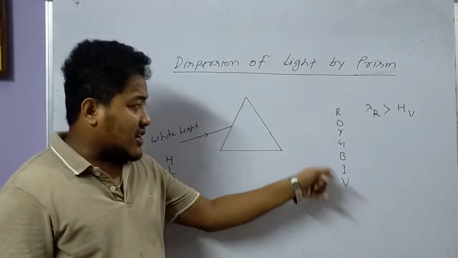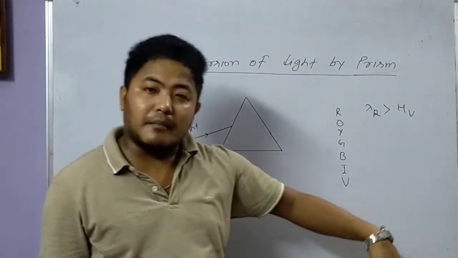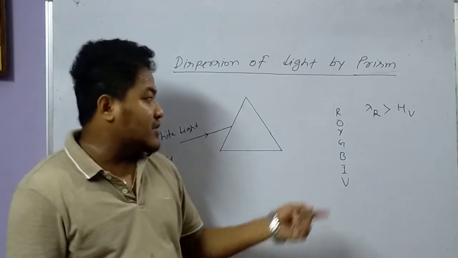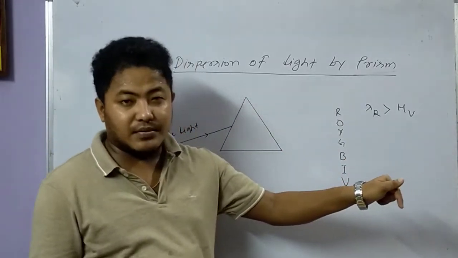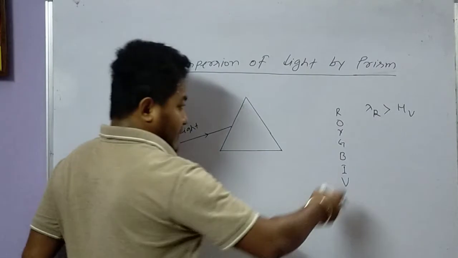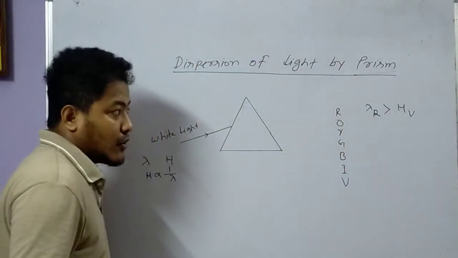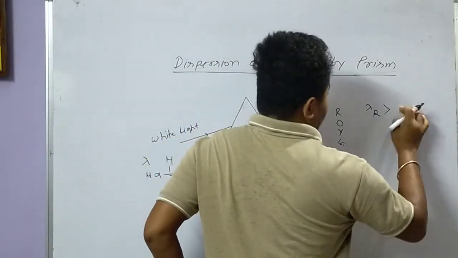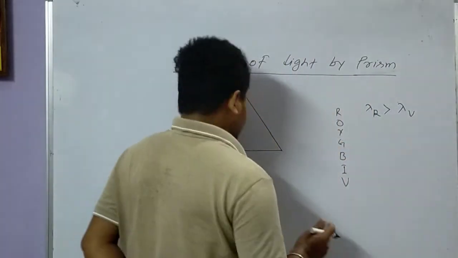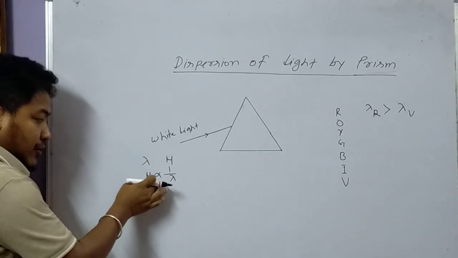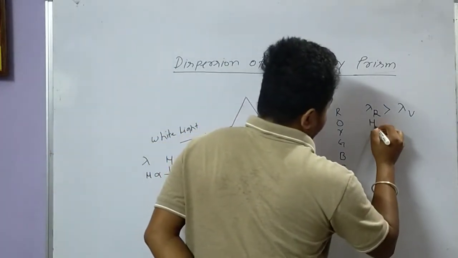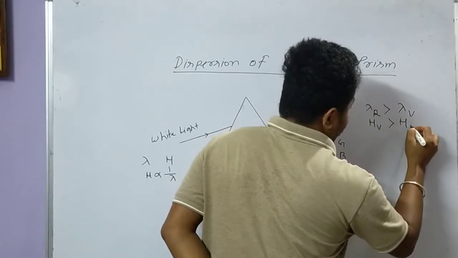If this has been made in such an arrangement, that means it has been arranged on the basis of their wavelength. That means red has the maximum wavelength and violet has the minimum wavelength. That means, can we say that the wavelength of red, this is not mu, this is lambda, wavelength of red color is greater than wavelength of violet color. So by this particular formula, as we found, mu is inversely proportional to wavelength. So I'll write that mu of violet will be greater than mu of red.